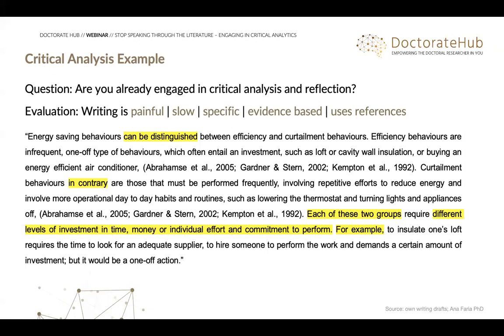And now comes a comparison between the first argument and the second argument, which goes, each of these 2 groups requires different levels of investment. So you do something with the information you have been providing. You go way beyond just summarizing and describing, because you first have shown 2 different positions, and then you say, what is the difference in there? So this is the analytical part you have been moving into.